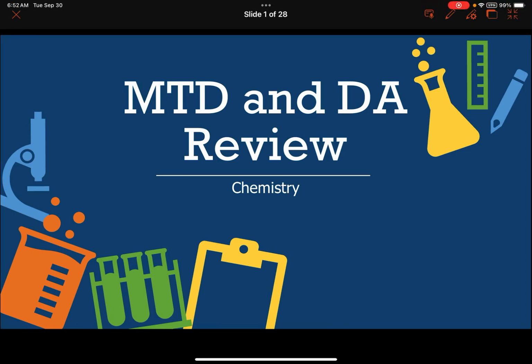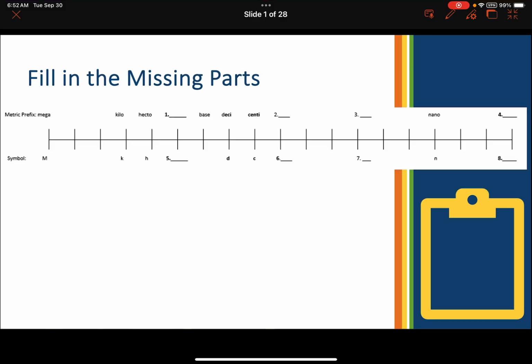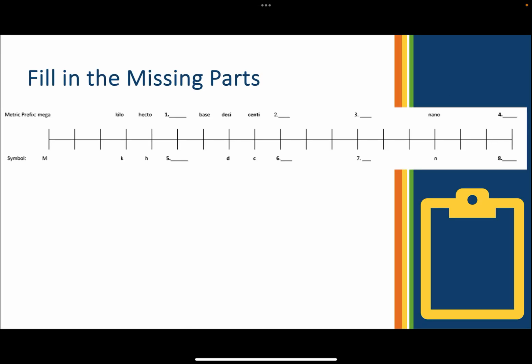We are going to take a look at a move the decimal and dimensional analysis review for the quiz. So first thing, you are going to have a metric prefix on the front, and I will have some that are blank like you see here, like the 1, 2, 3, 4, 5, 6, 7, 8. And we're going to go ahead and fill those in.